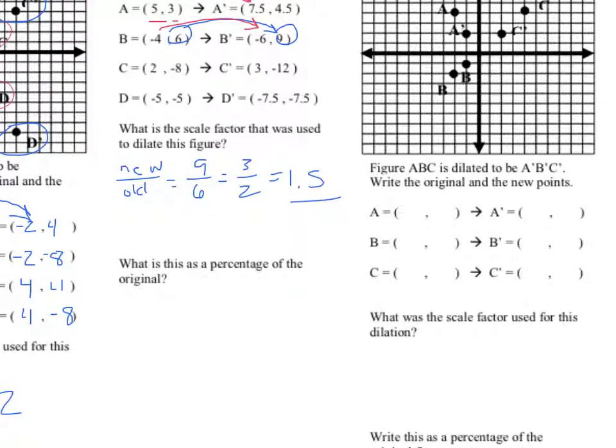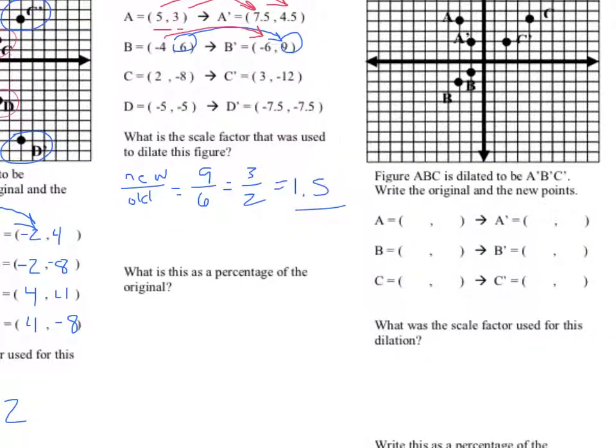I also want to know what the scale factor would be as a percentage of the original. Jefferson. 150%. We can take that decimal, move it 2 times, and that would leave us with 150%.